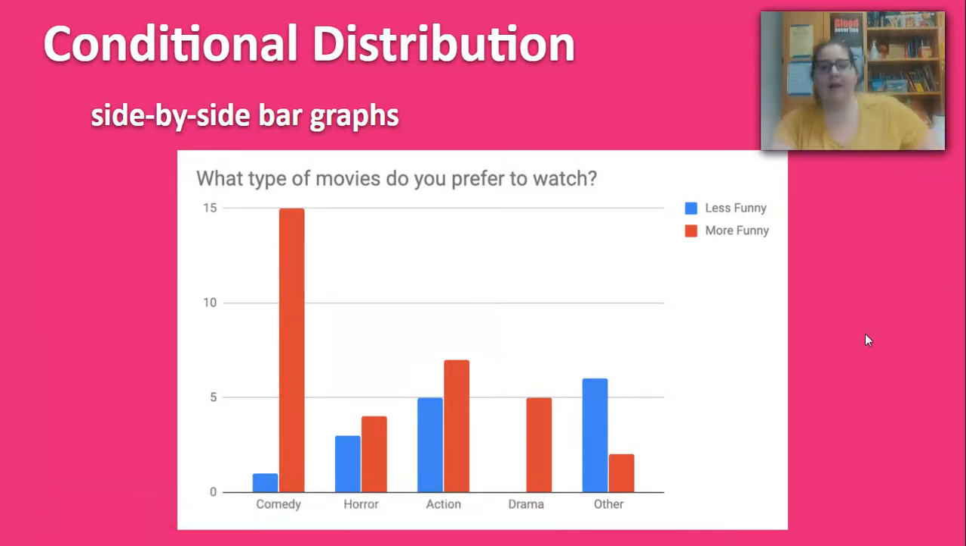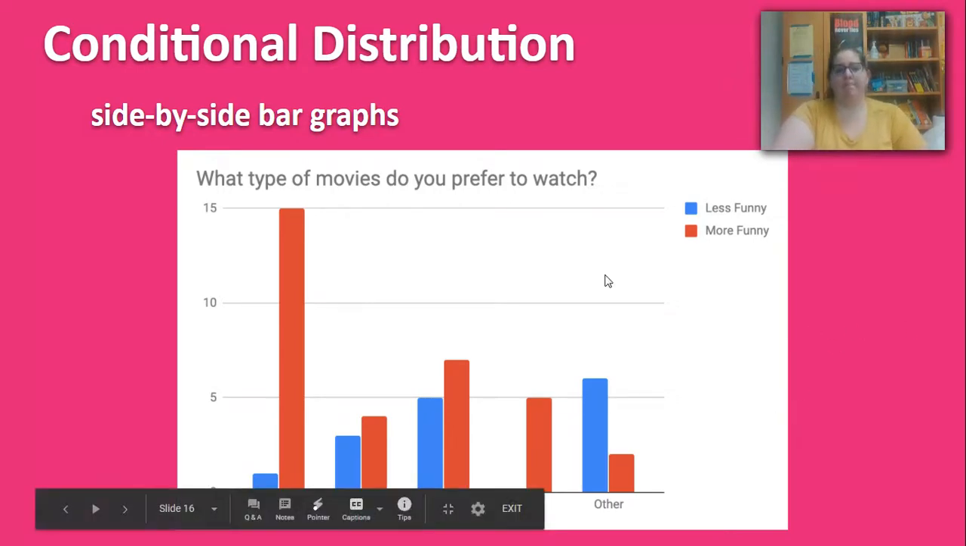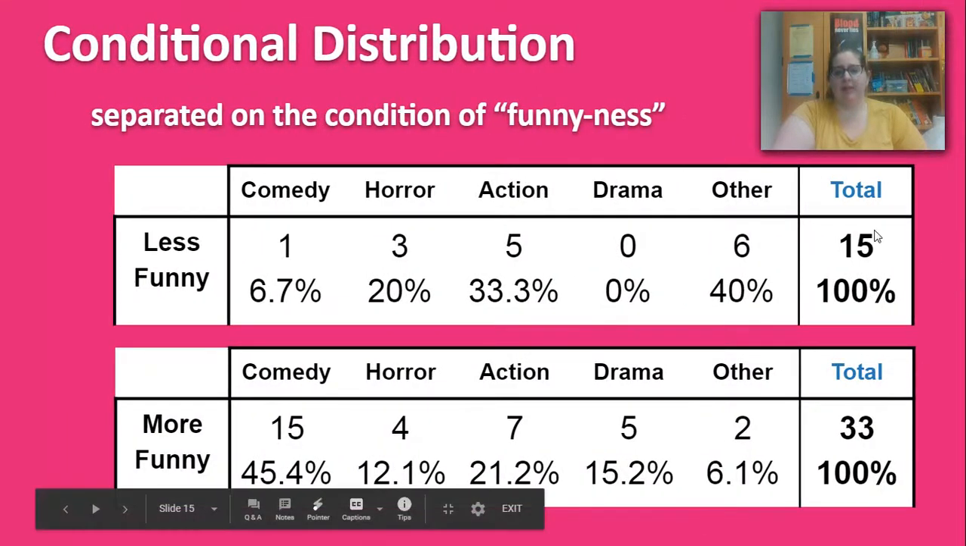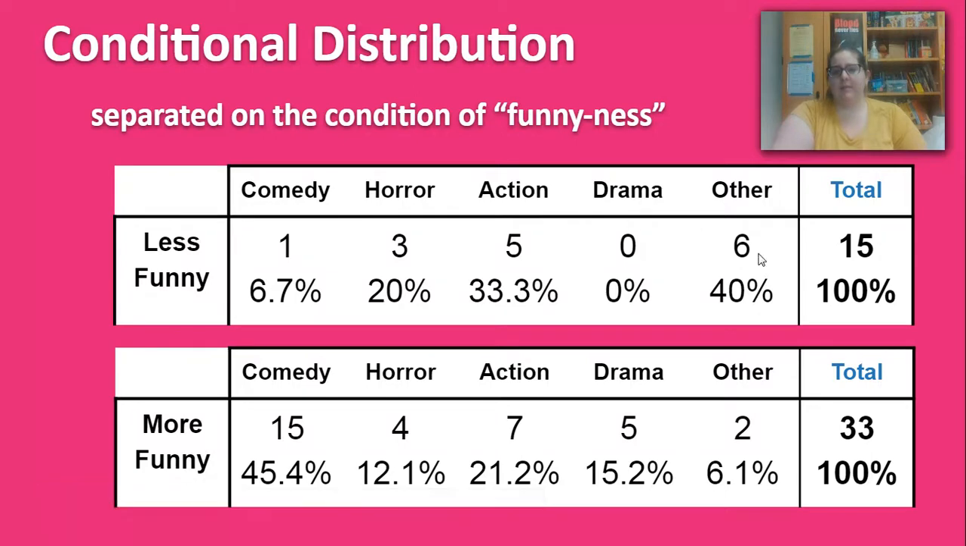But this kind of graph, although it is a really quick and easy one to draw, doesn't necessarily show us what we call association. What we have to be careful of when we're dealing with a side-by-side bar graph or a conditional distribution is realizing that in this case especially, I have different amounts of people. So just looking at the numbers might be a little misleading, right? We could say only 6 people that were less funny said other.